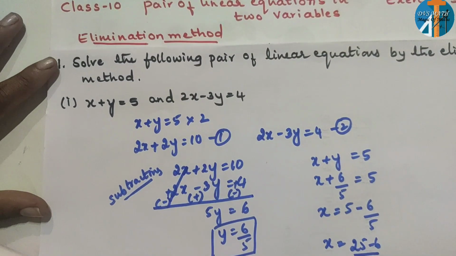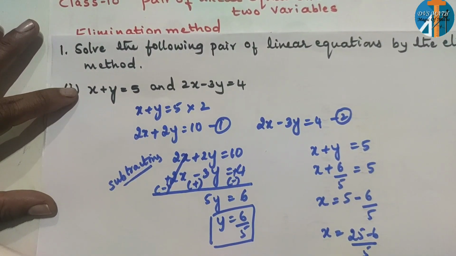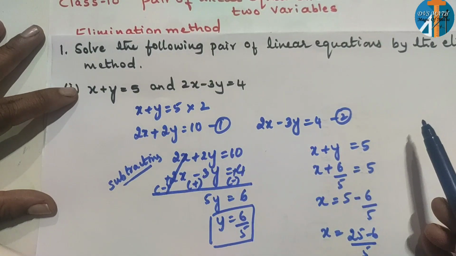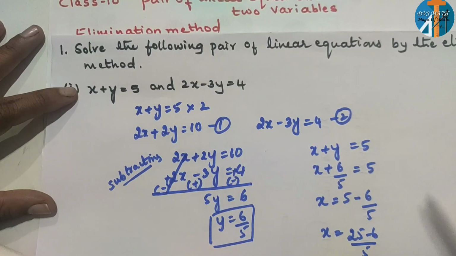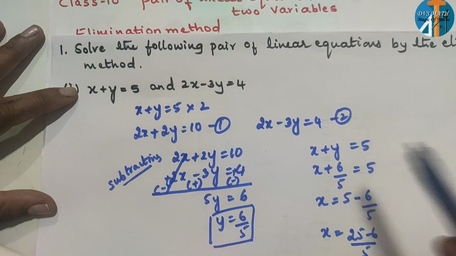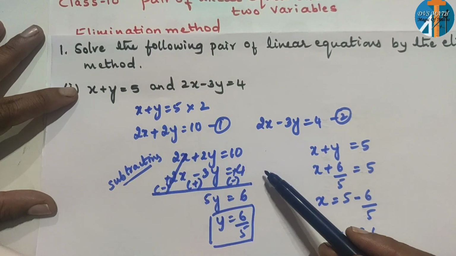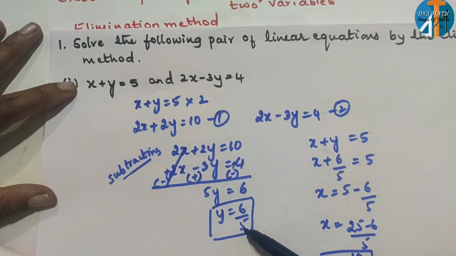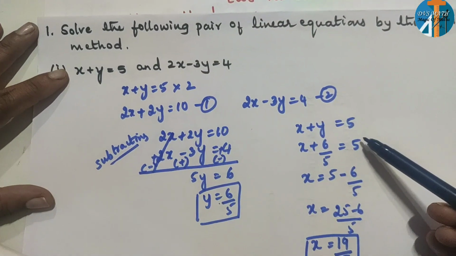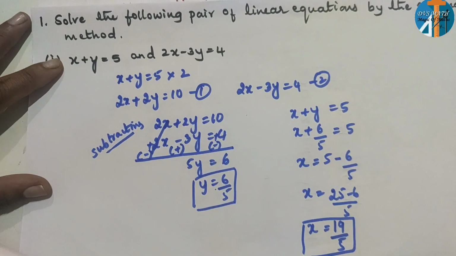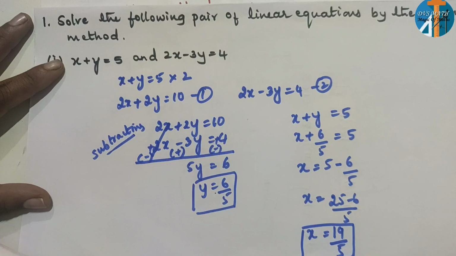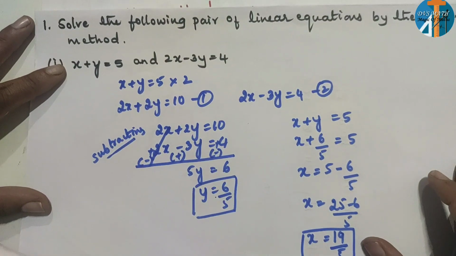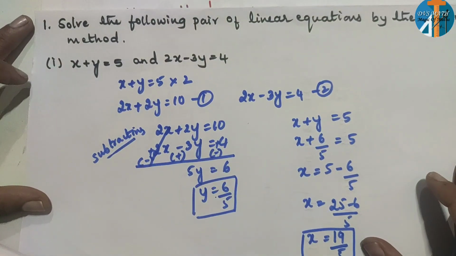So here, what is our step? First, we have to observe the coefficient of x and y. If it is different, make them similar by multiplying the respective numbers, and observe the sign of the two variables which are similar. If they both have the same sign, subtract, change the sign for the second equation and simplify it, and substitute the one value into the other, then you will get the other value. So here y is 6 by 5, x is 19 by 5. So this is about sub question 1 in the question number.